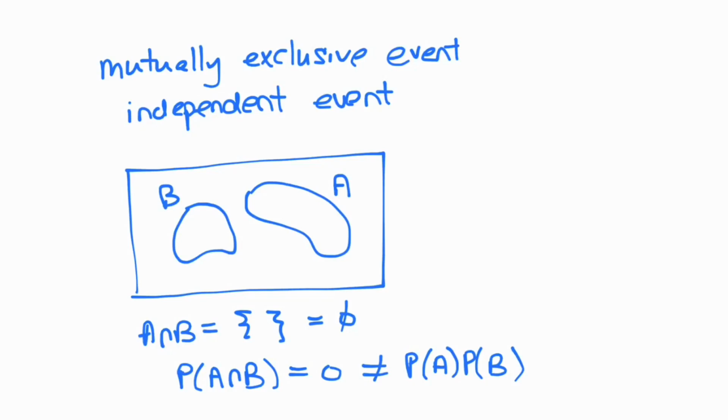Mutually exclusive events do not overlap. And so if I know that A has happened, I am certain that B did not happen. So therefore mutually exclusive events are actually very, very dependent. If you know that one has happened, the other one did not happen. And so they are not independent.